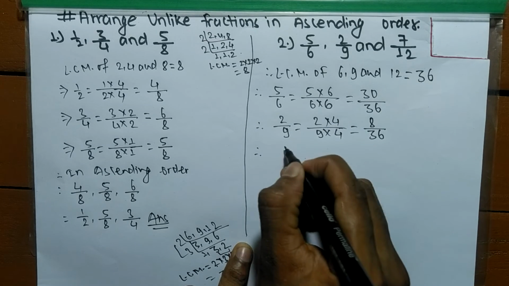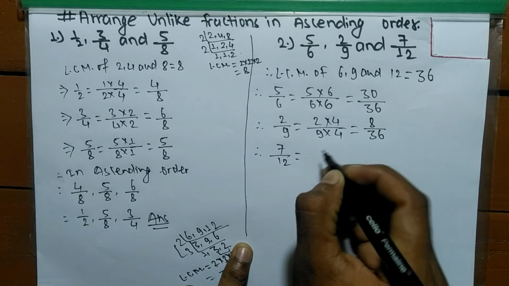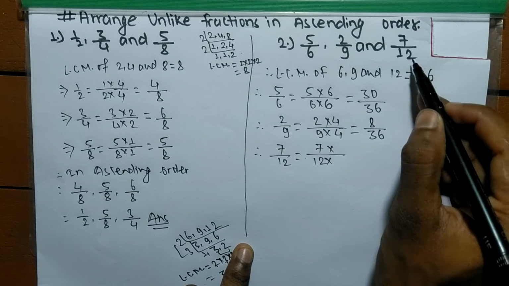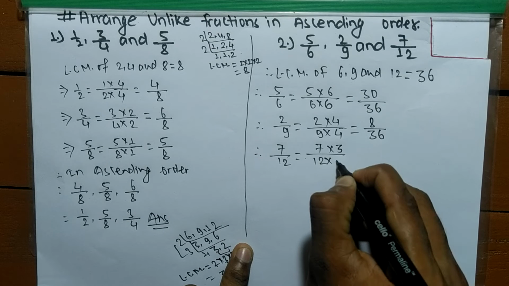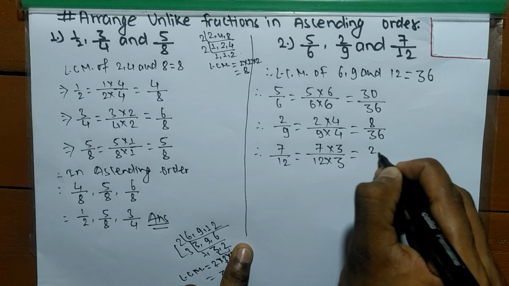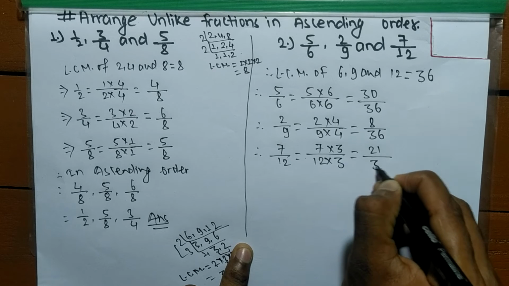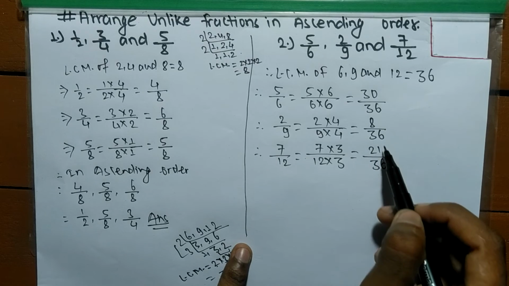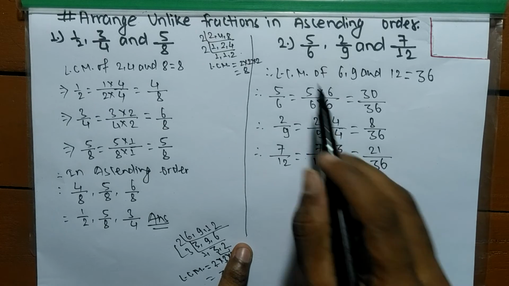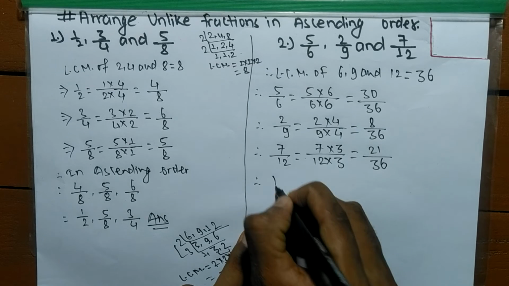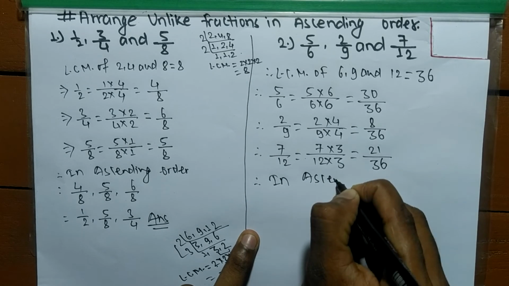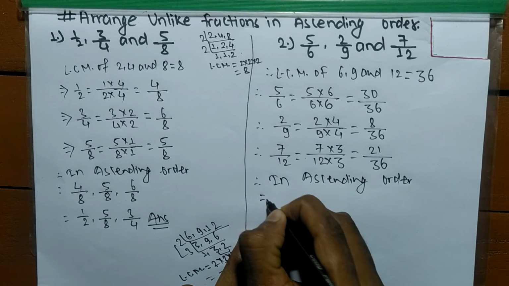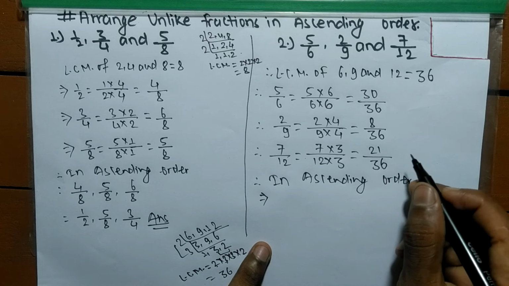Now our last fraction is 7 by 12. Now divide 36 by 12, which is 3. So multiplied by 3, 7 times 3 means 21, and 12 times 3 means 36. So now we have converted all these unlike fractions into like fractions, and we have to now arrange them in ascending order. Ascending order means we have to arrange them from a smaller one to a greater one.